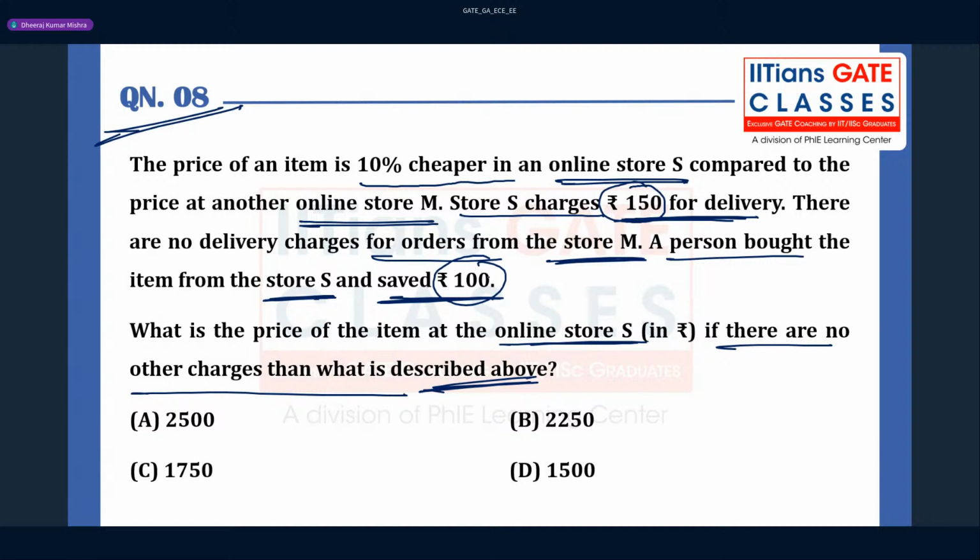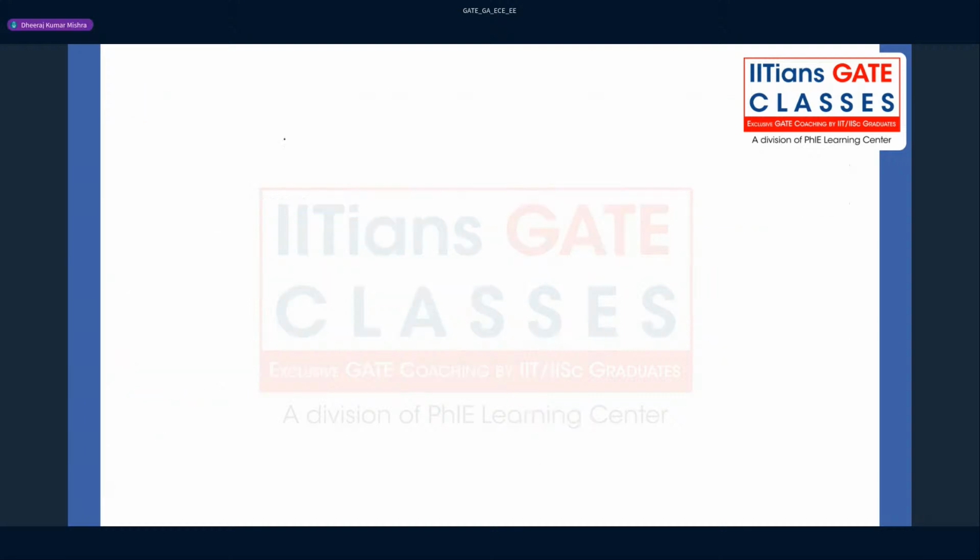So if you add this rupee and this rupee, that becomes what, guys? That becomes 250. So this 10% corresponds to 250. Remember, okay, this 10% corresponds to 250. You can say 10% cheaper means 10% corresponds to 250.